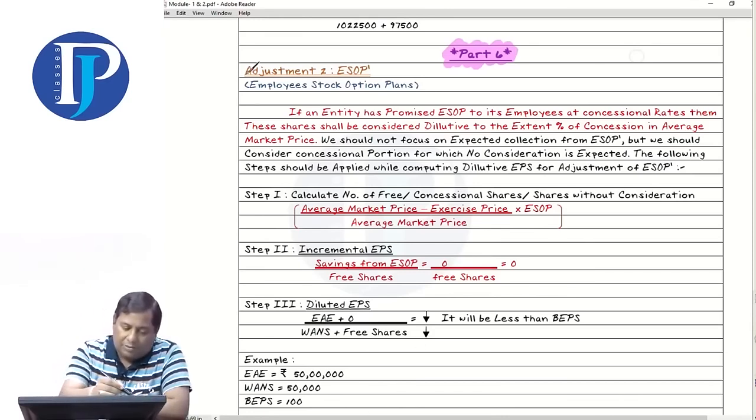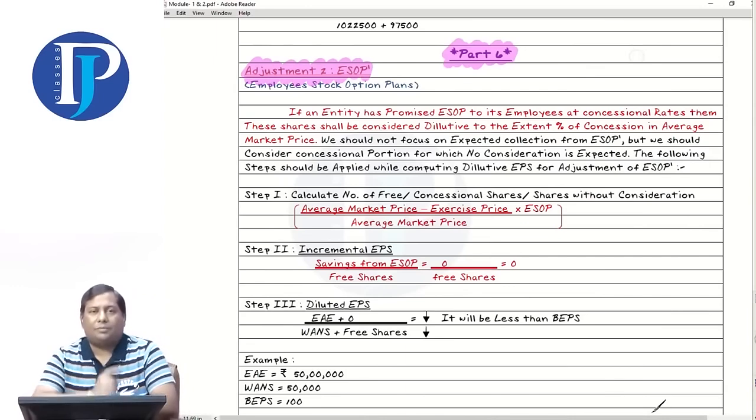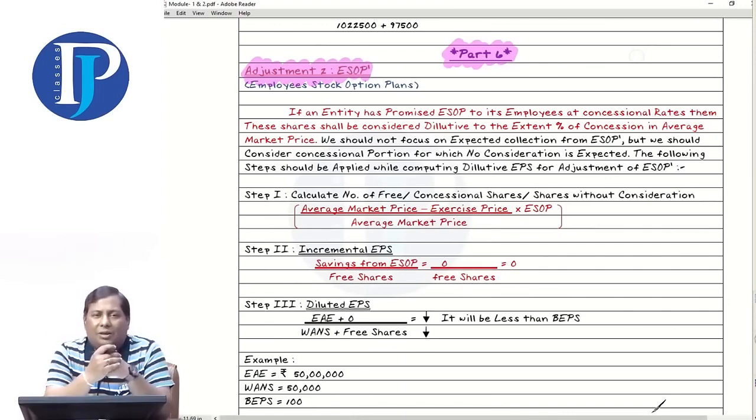I'm at adjustment number 2 now. The first adjustment was preferential capital. The second adjustment is ESOPs. No new concept is related to ESOP. You have been studying it from CA Inter. In CA Final, we read the special chapter Ind AS 102, share-based payment. We studied ESOP in that too, right?